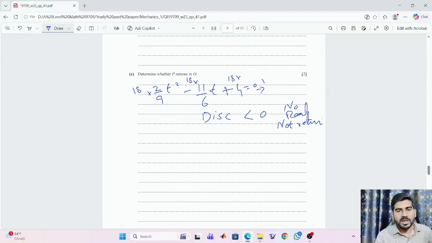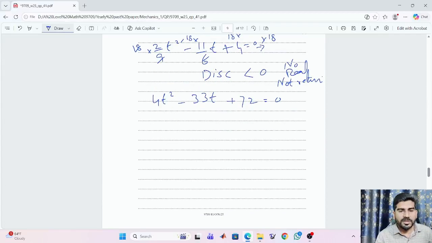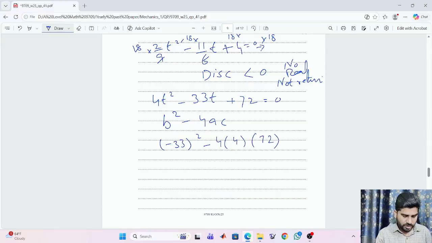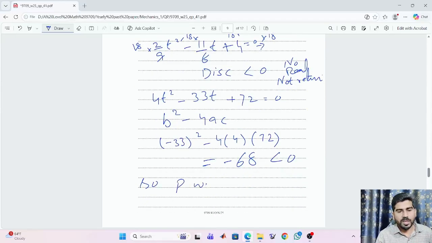After simplification, there will be 4t square minus 33t plus 72. And we can now easily check the discriminant, b square minus 4ac. So it will be b is negative 33 square minus 4 into a is 4 and c is 72. I'm using my calculator: 33 square minus 4 times 72 is negative 68, which is less than 0. So it will not return to O.